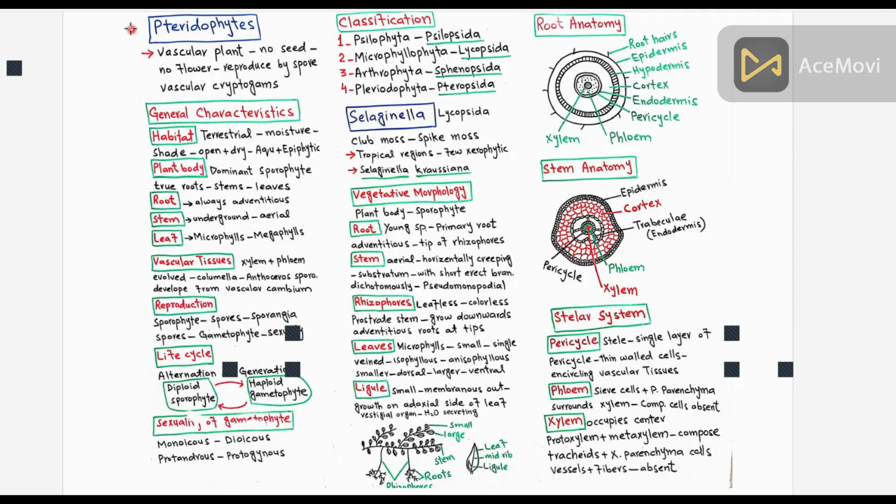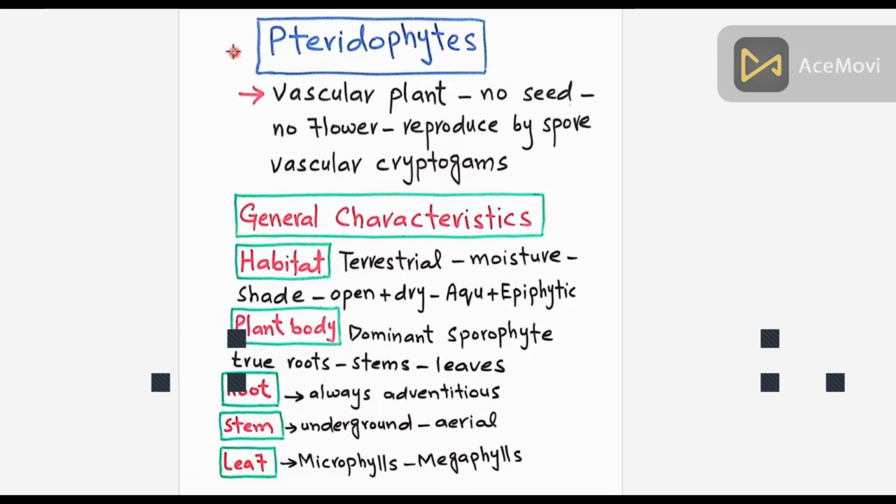Assalamu alaikum. Today we will discuss pteridophytes, general characters of pteridophytes, classification of pteridophytes, Selaginella, vegetative morphology of Selaginella, root anatomy, stem anatomy, and at the end, the stelar system in Selaginella. So let's start. What are pteridophytes?